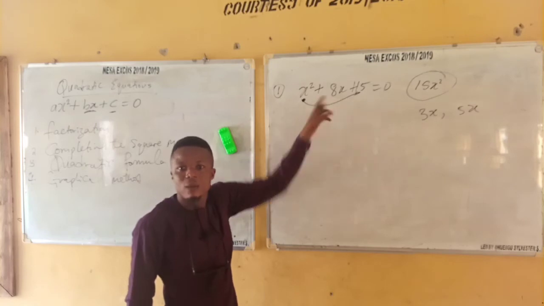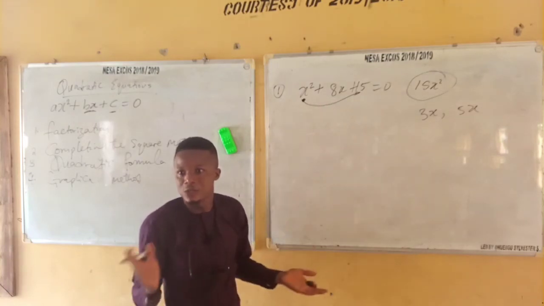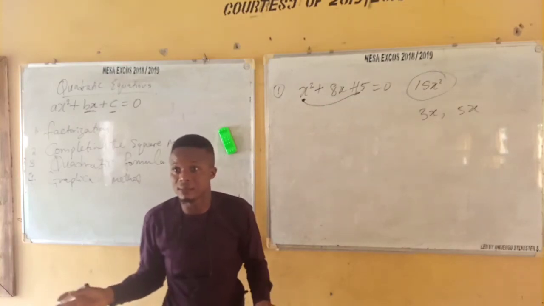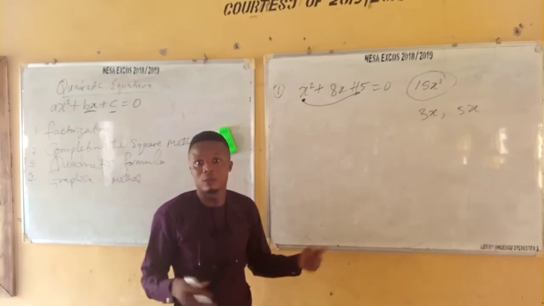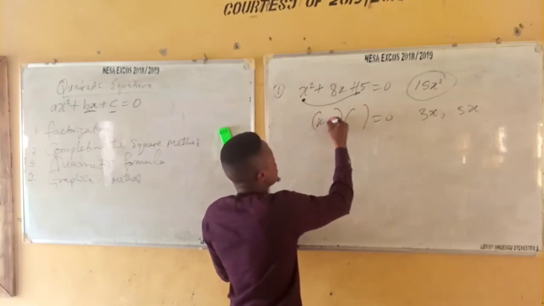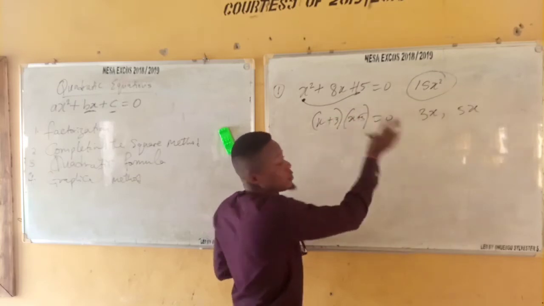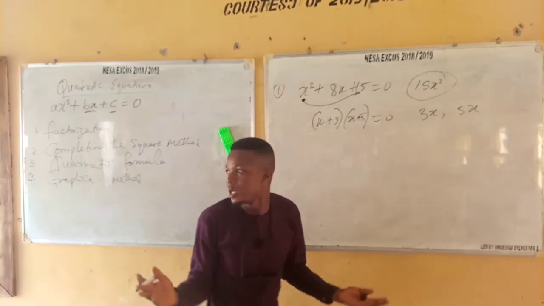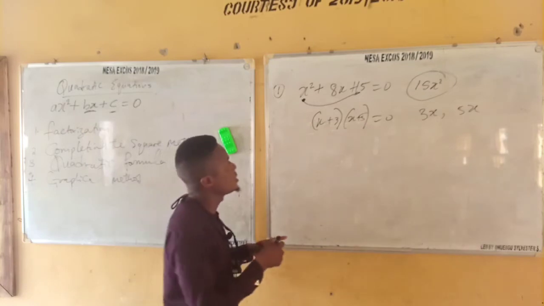There is a shortcut, but I won't teach you the shortcut. You might lose some marks in the exam. You understand? With the shortcut, I would just put brackets equal to 0: x plus 3, x plus 5, and so on. But I won't. I want you to understand it very well.